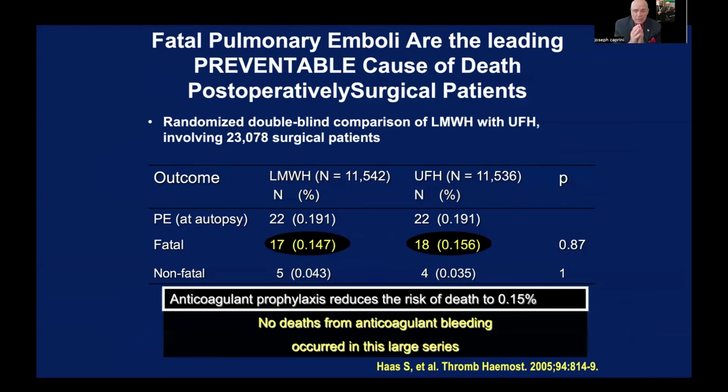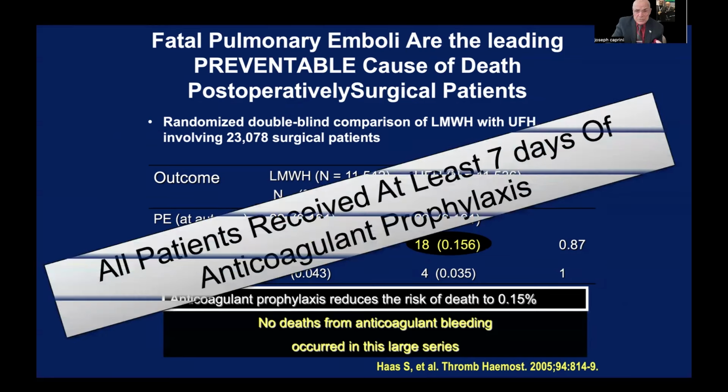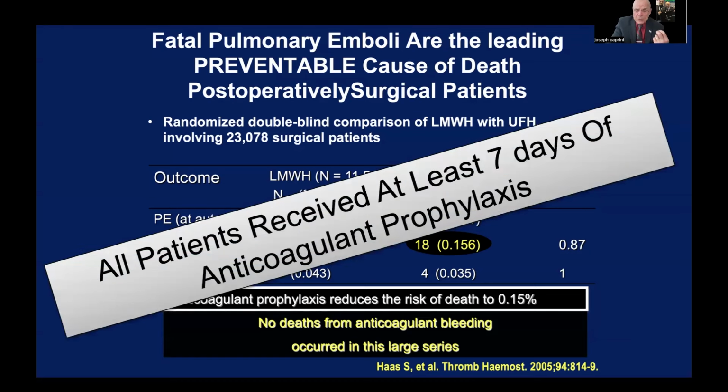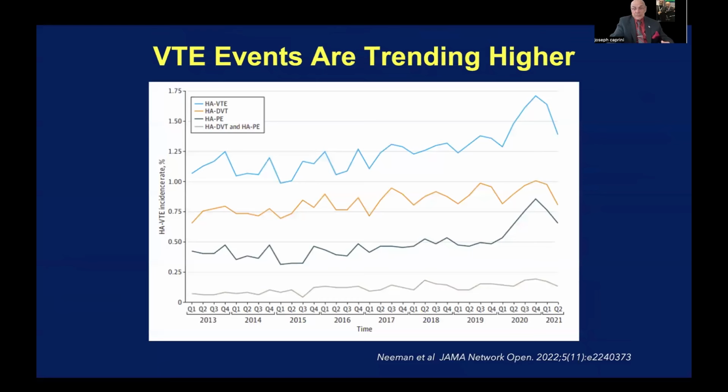And sure, there are patients that get clots, but they don't die and they don't bleed to death. And furthermore, what is the punchline here, and not to be forgotten, this is 23,000 surgical patients with the ultimate endpoint of an autopsy-adjudicated PE. All patients received at least 7 days of anticoagulant prophylaxis, and some longer, up to 20 days, depending on their risk. Now, here's a chart that shows that VTE events are trending higher.